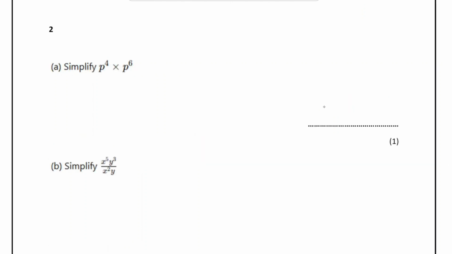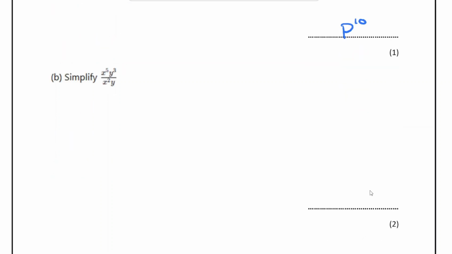So for question 2, as we need to multiply the powers, we have to add them together. So that's going to give us p to the power of 10. For part B, we have a fraction and we need to simplify the powers. So x to the power of 5 divided by x to the power of 2 gives us x to the power of 3. And then y to the power of 3 divided by y gives us y to the power of 2.